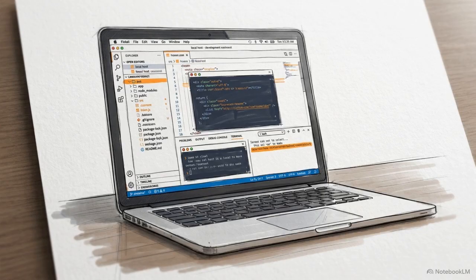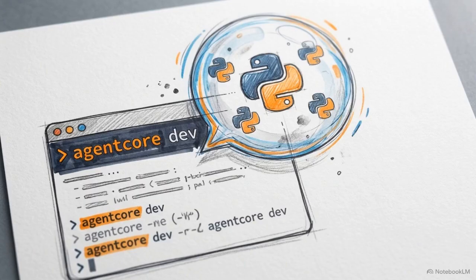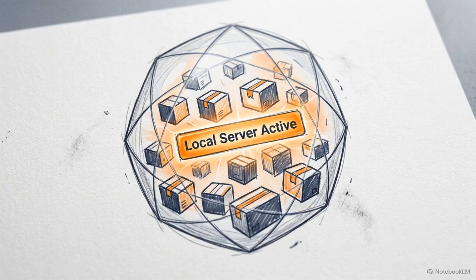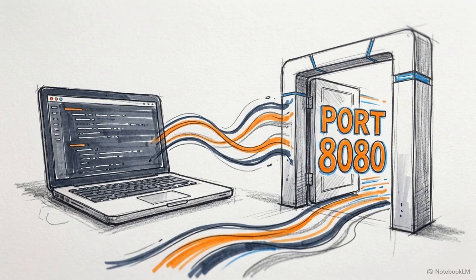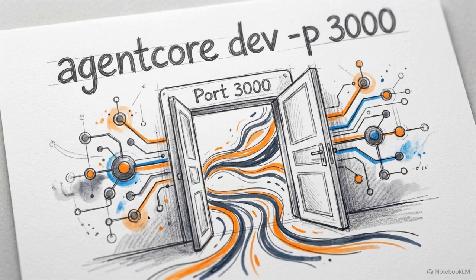Let's test that logic safely on our own machine. cd into your new project directory and run agentcore dev. This creates a Python virtual environment, installs the dependencies, and starts a local development server. By default, this server runs on port 8080. If another application is already using that port, the server will fail to start. You can fix this by adding -p to the command and specifying an alternate port number.